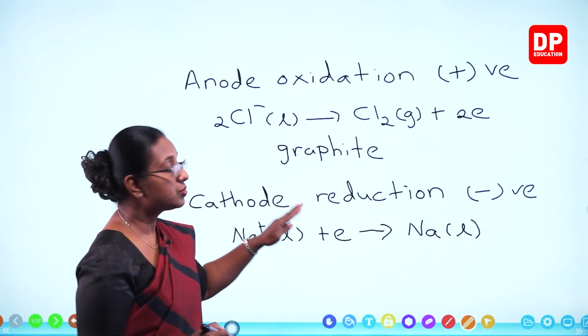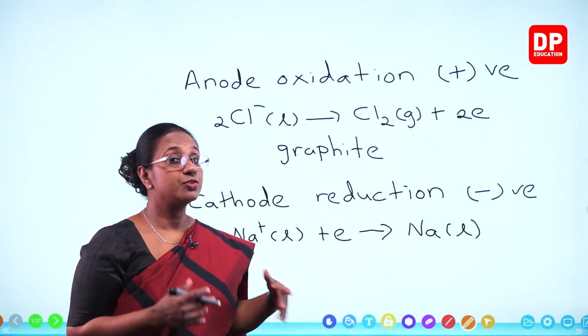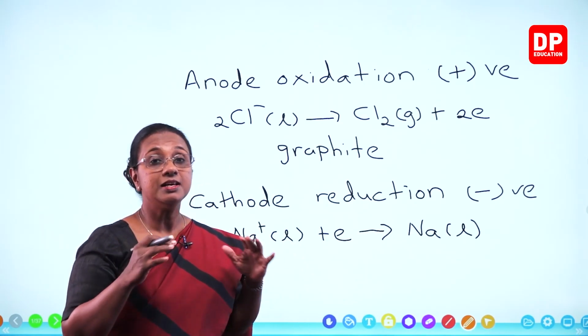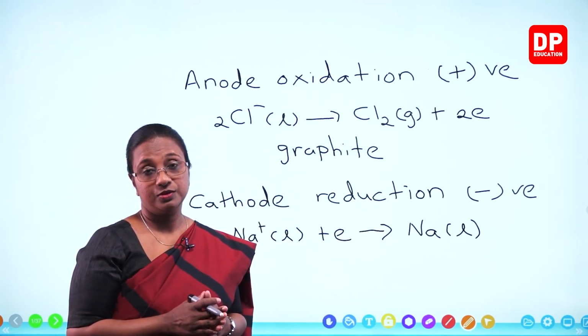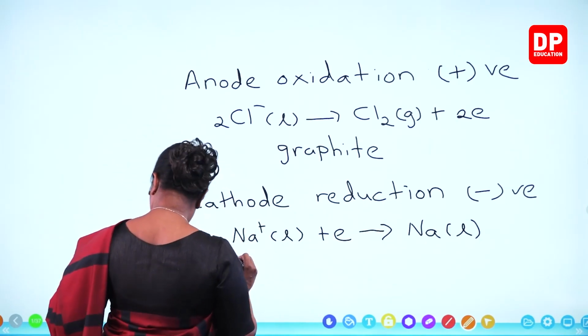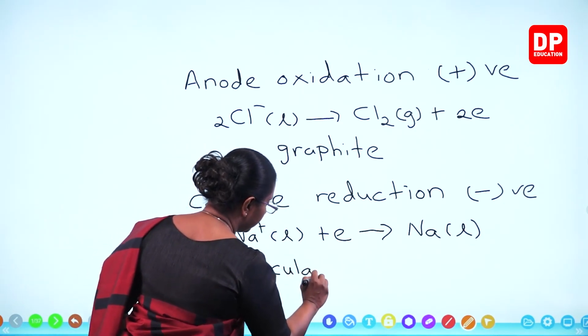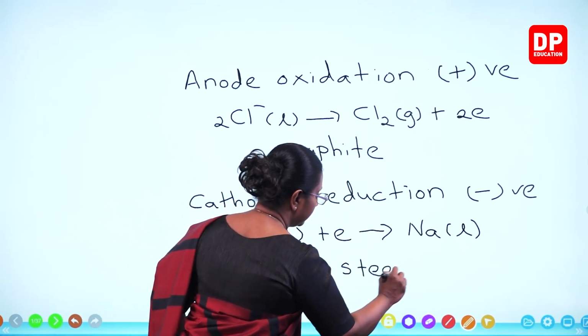And here the sodium metal does not react with iron. So we use a steel circular cathode. Circular steel cathode. You can remember that. So here it is a circular steel cathode.